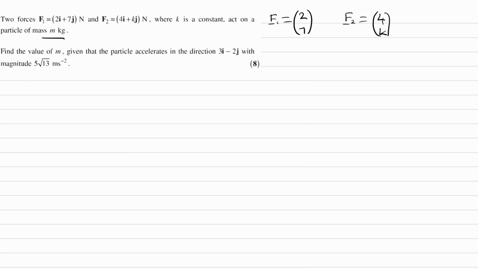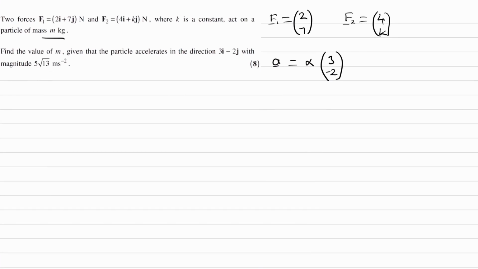We're asked to find the value of m, given that the particle accelerates in this direction with a magnitude of this. So, if the particle accelerates in this direction, that means the acceleration is parallel to this direction. If two vectors are parallel, then they are scalar multiples of each other. So acceleration is equal to a scalar multiple of (3, -2), that direction. And then we're also told the magnitude of the acceleration.